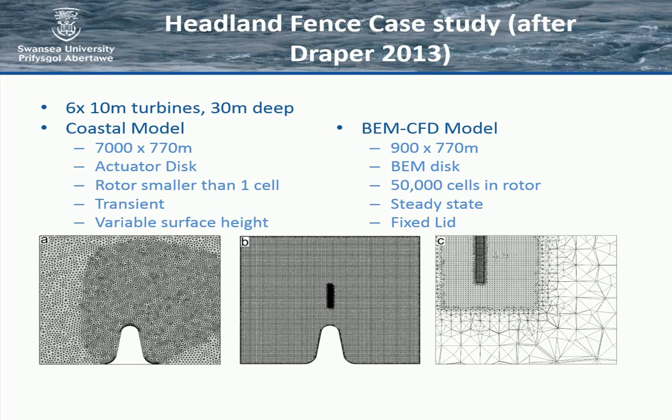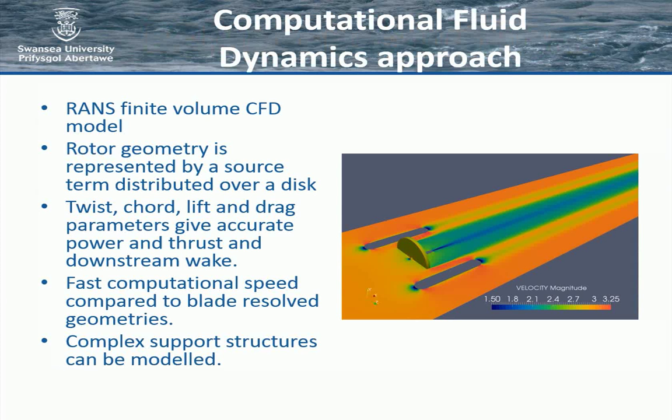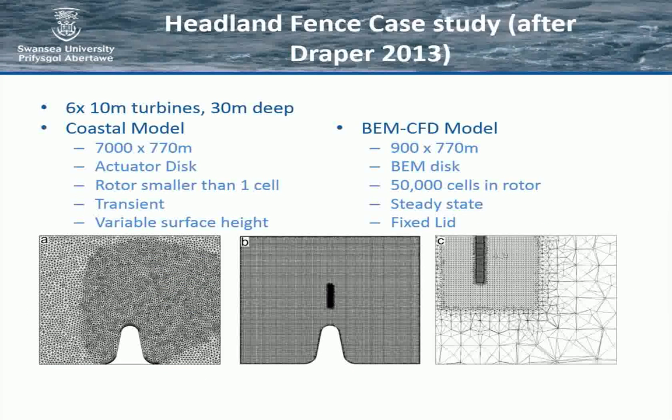If I go back to there, so there's your typical, the disk there is the elements that contain the source term. And there's about 50,000 of those in a rotor, and that gives us good, nice parameters in the downstream. You get variation across the disk in terms of velocities, etc. We've run this in a steady state approach. We can use these models in transient form, but at the moment we're still learning more about what's going on simply with steady state wakes. So we don't need to go to variable with that one, and it has a fixed lid approach. So these are the two models.